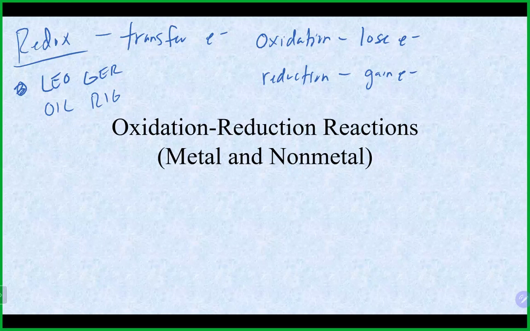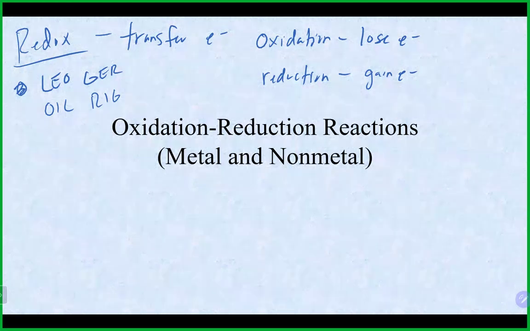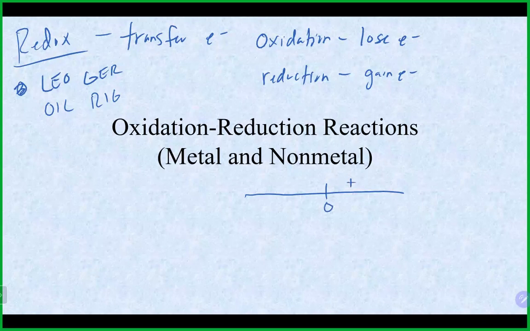So what happens when somebody loses electrons or gains electrons? There's a really easy way to figure out what is being oxidized and what is being reduced. You can use a basic number line to help you figure that out. Usually on a number line there's a 0, positive numbers to the right, and negative numbers to the left of 0. Now, when we lose electrons, are we going to become more positive or negative? We're going to become more positive, right? Because then we have more protons than electrons.